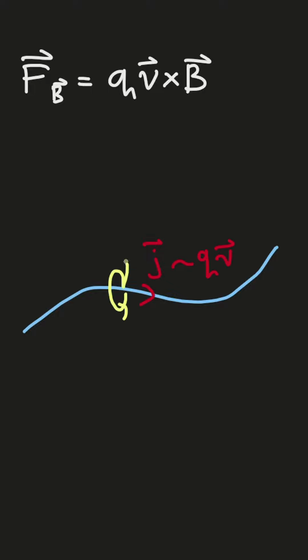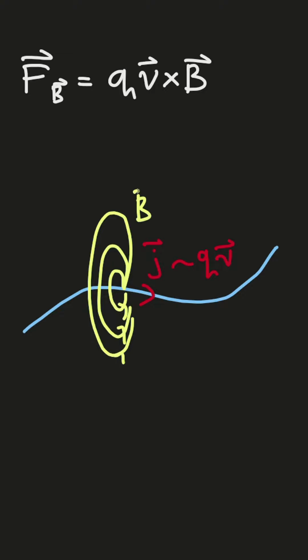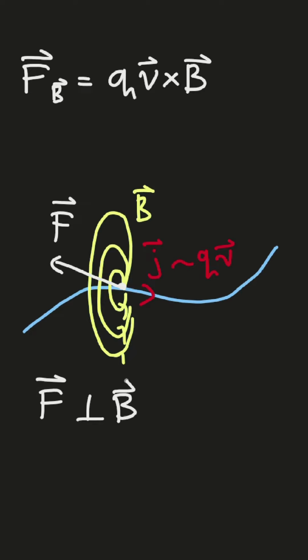that is proportional to the QV factor, if there is an external magnetic field which is not generated by J, we will have a force like this. Here, the force because of the magnetic field is perpendicular to the external magnetic field, which is again perpendicular to the velocity of the moving charge, so these three are perpendicular to each other.